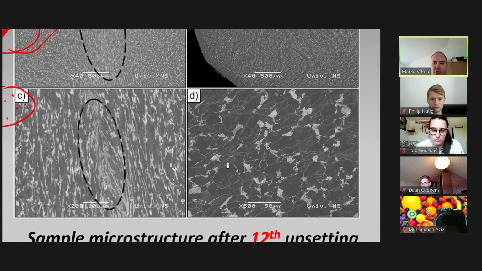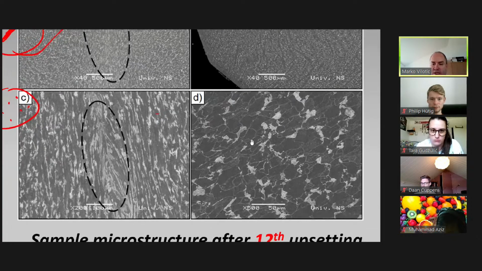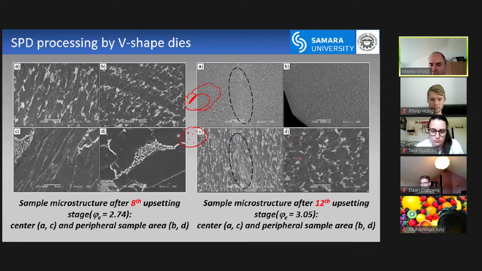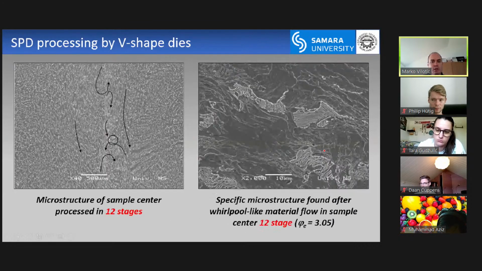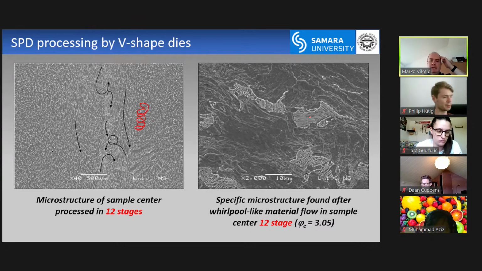For the peripheral regions B and D, you can see slight elongation, maybe in this direction. And finally, again, after 12 stages, we also notice some whirlpool at the center. You can see here with the black lines, I noted the material flow. The more the material flows like this, the better grain refinement you should get. Also, the pearlite stays almost the same, but at some point, you can see the breaking of the pearlite, which is good.